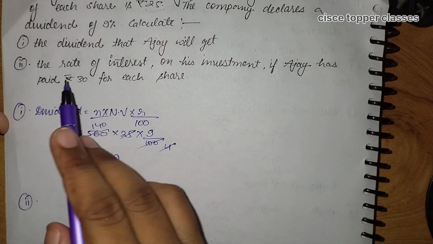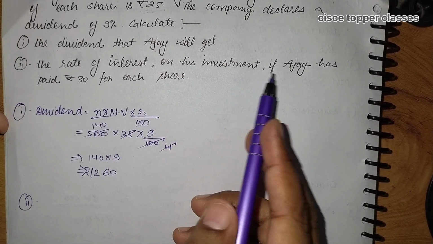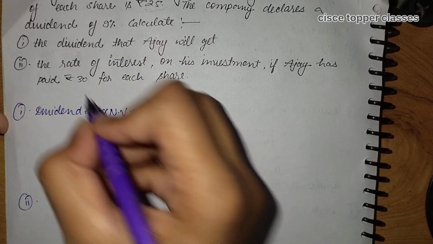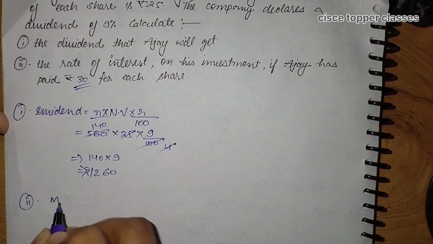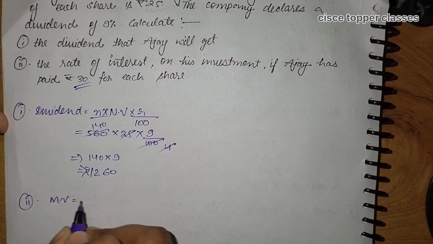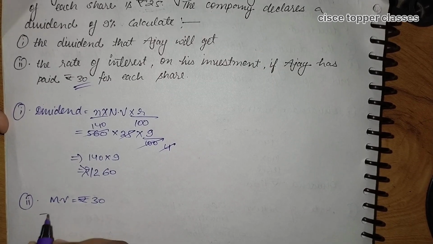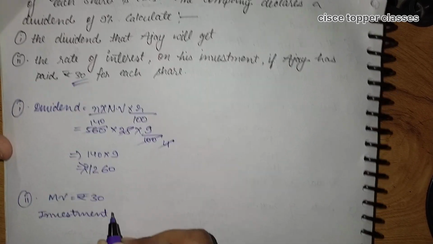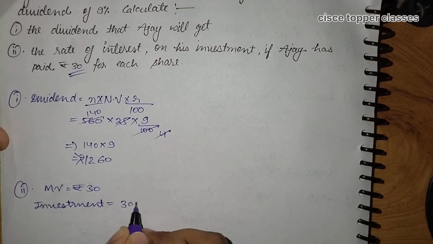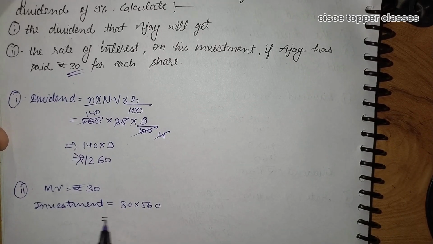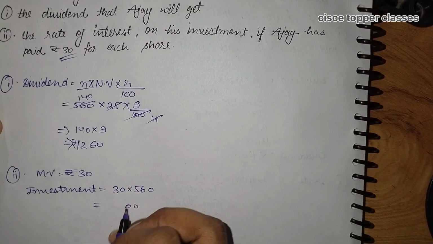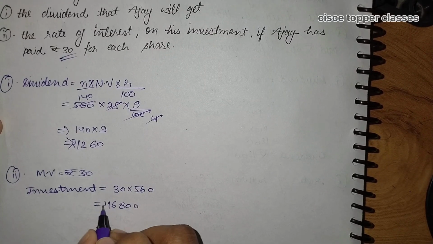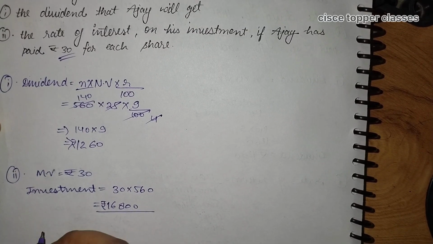The second part is asking the rate of interest on his investment if Ajay has paid rupees 30 for each share. So if this is the market value, rupees 30, then from that we can find the total investment in this question. So in this part, 30 into 560, and we will get 16,800 rupees as the total investment.